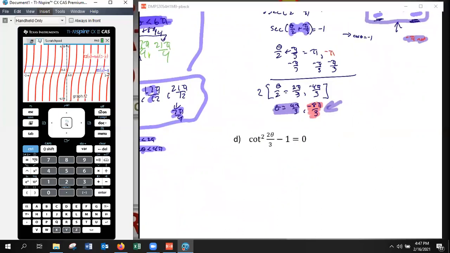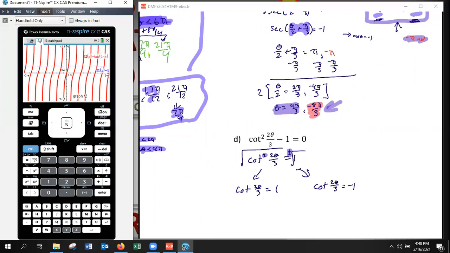All right, next problem. Where does cotangent squared of 2θ/3 equal 1? The first thing is we still have a squared that we have to worry about, so take the square root of both sides. But the biggest danger is that people always forget the positive or negative. So I like to show it as where does cotangent of 2θ/3 equal 1, and where does cotangent of 2θ/3 equal -1?